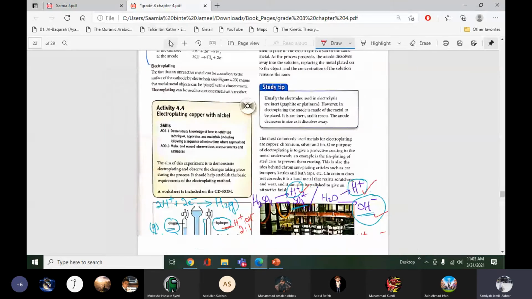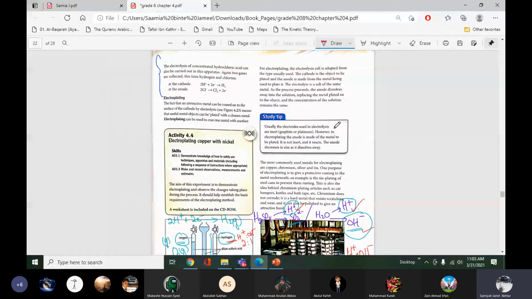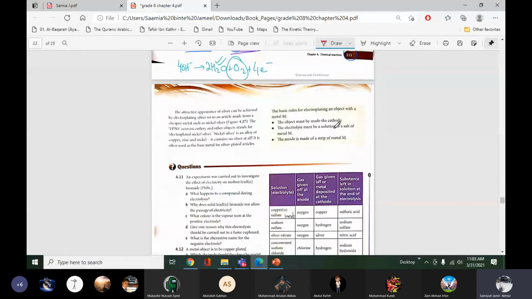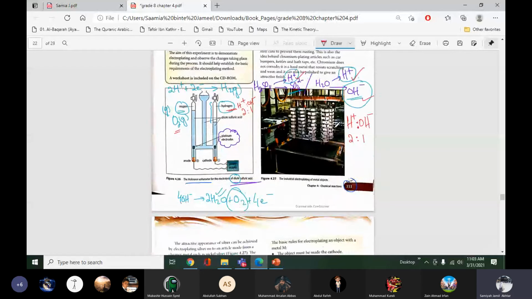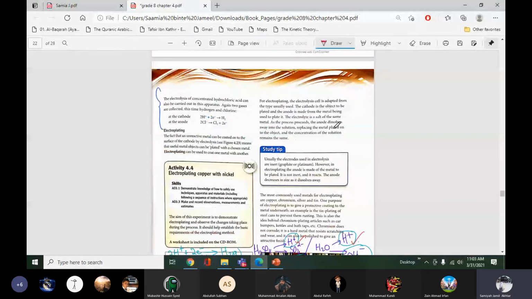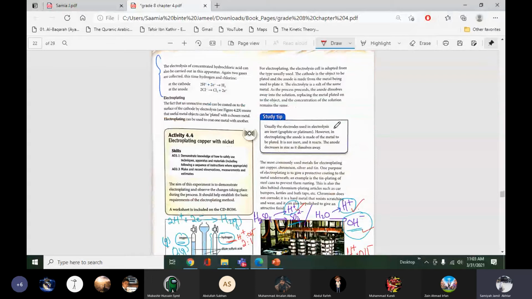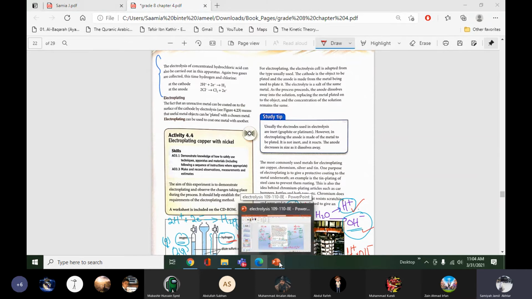In electroplating, as you can see in the book, there is no half equation. So that's a good thing. You don't have to write or learn any half equation. For electroplating, the important thing is that you should know how it works, what electroplating is and how it occurs, electroplating from one thing to the other, the process of it.